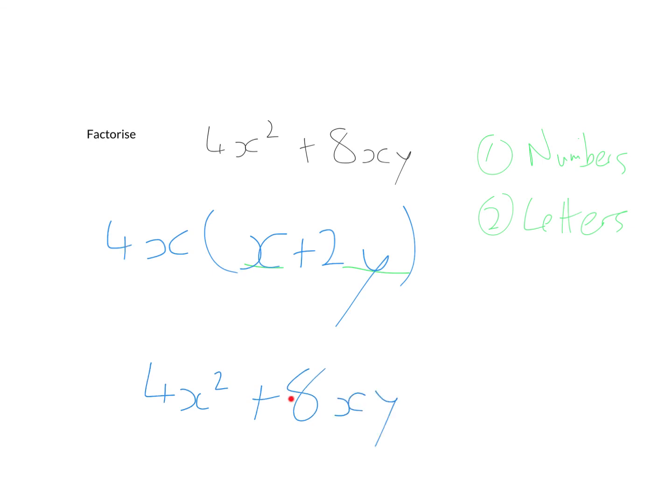So the 4 times 2 gave us 8. Then we keep the x, we keep the y. Again, this here is the actual answer. This is just our way of checking it. So it works out the same as where we started from. We factorize and then we multiply out the brackets, which is kind of the opposite of factorizing.